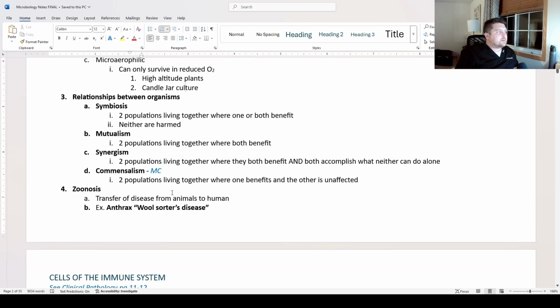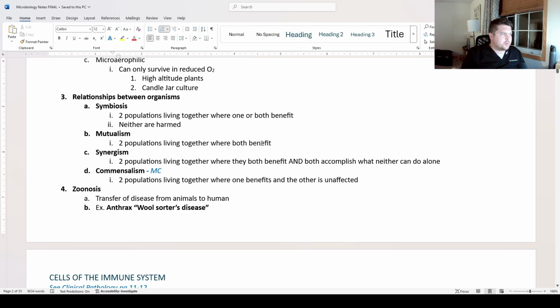Now, relationships between organisms, they almost always have at least one question on these being the straight definition. Symbiosis, two populations that live together where either one or both of them can benefit, but for sure neither are harmed by the relationship. Mutualism, this is two populations living together where 100% both of them benefit.